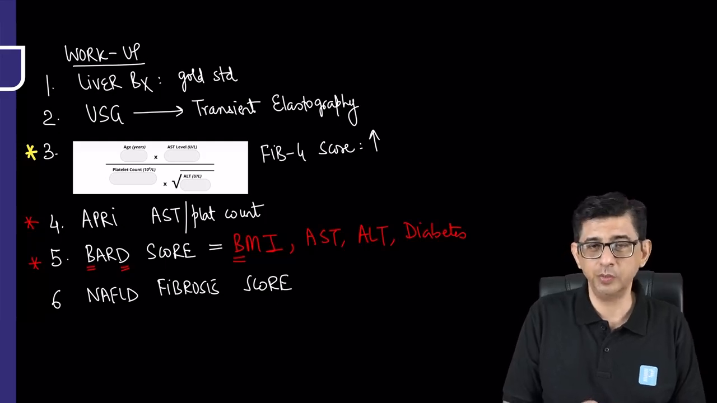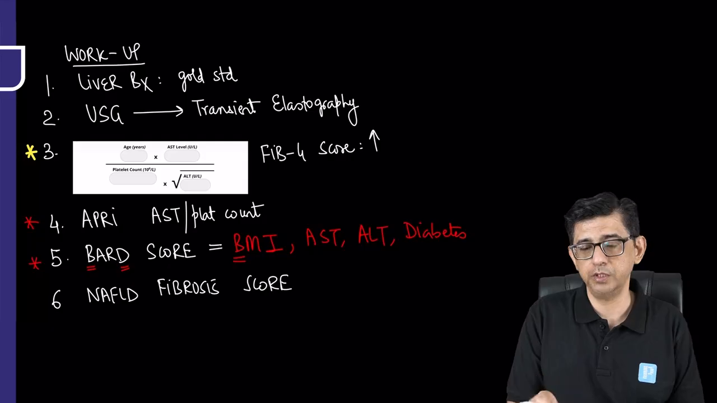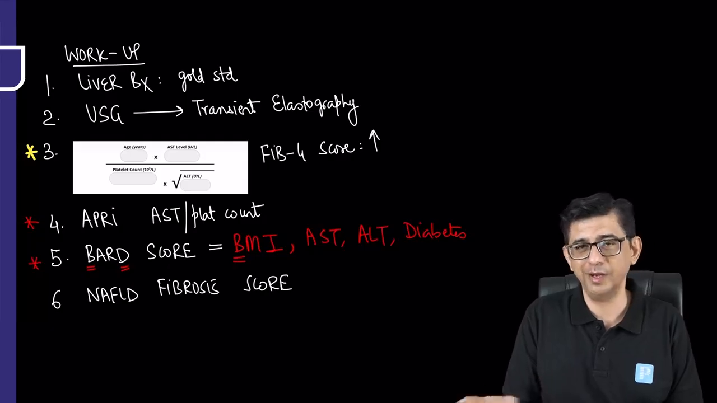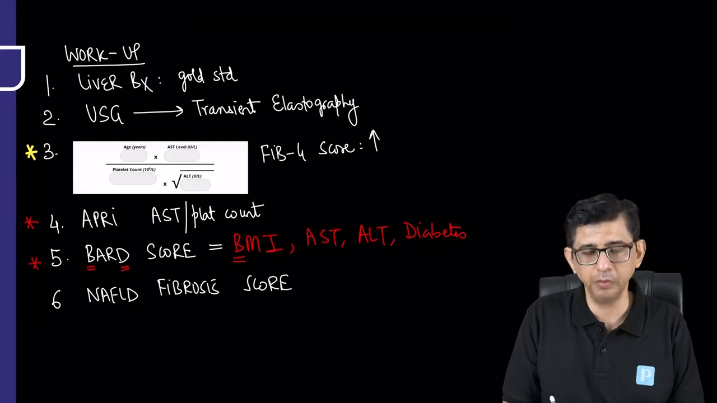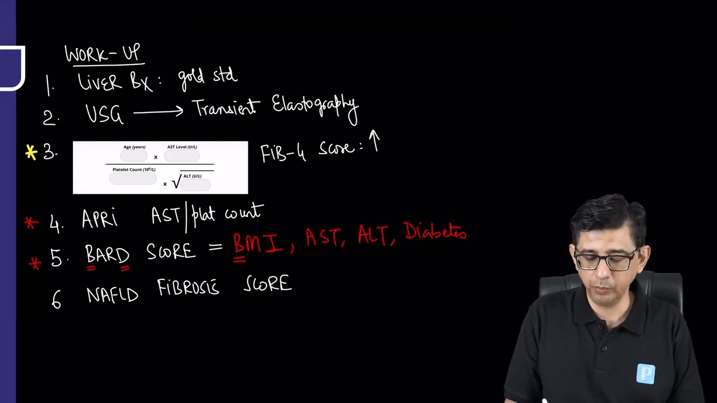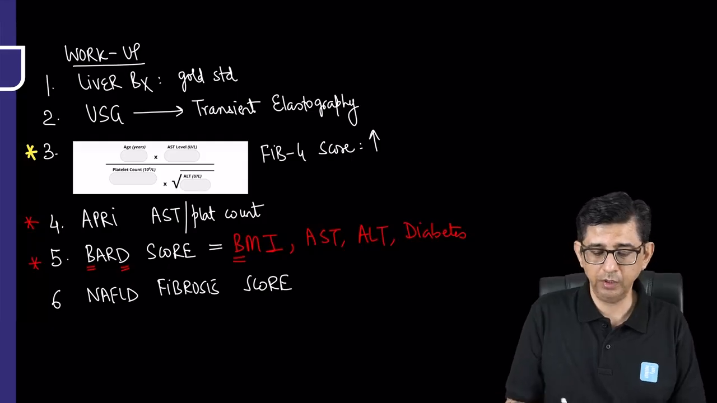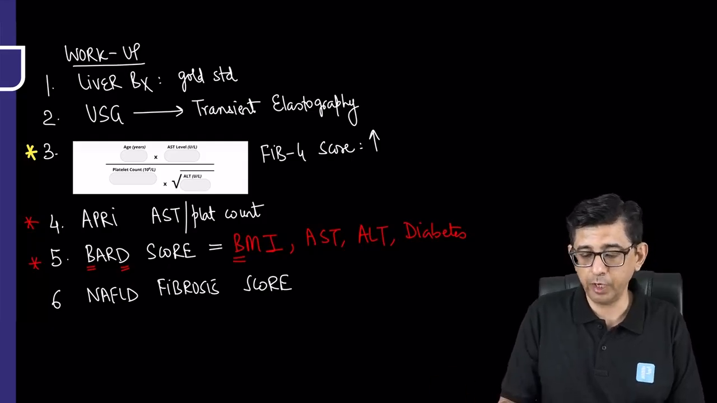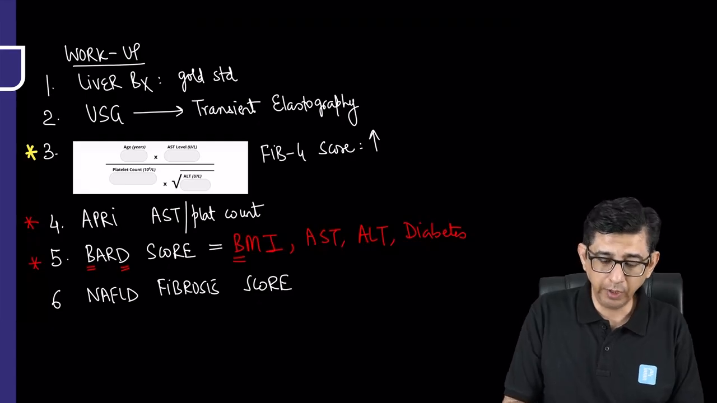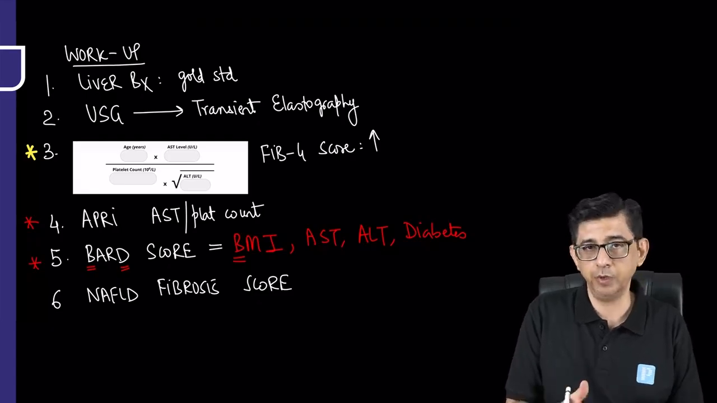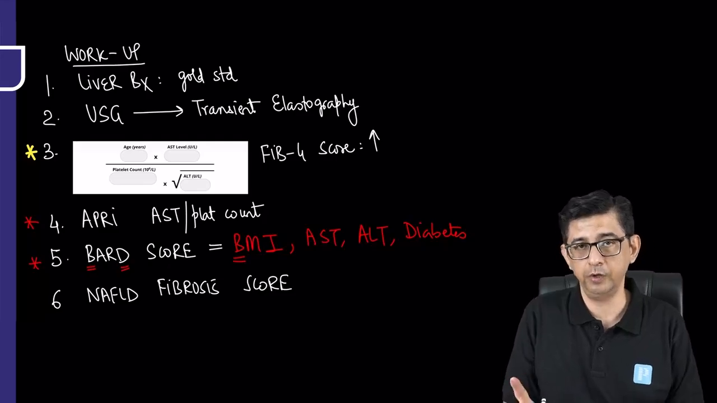APRI is unlikely to be asked because it's easy. APRI you can pick up as AST to platelet count ratio, so that's relatively easy. And BARD score also, if you don't mess up the bilirubin component, the rest of the things can be sorted because diabetes per se can be remembered, so can the liver enzymes. So I think for FIB4, in a comparison between 3, 4, 5, 3 can be asked. Why? Because of the parameters.